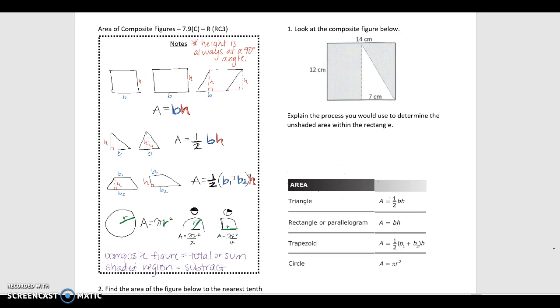So now that you've gone back and looked at your formula chart, you've gone over the dimensions that you need, where the base and the height is of each shape, you should be all set to divide your shapes up, find the area of each piece, and answer your question.